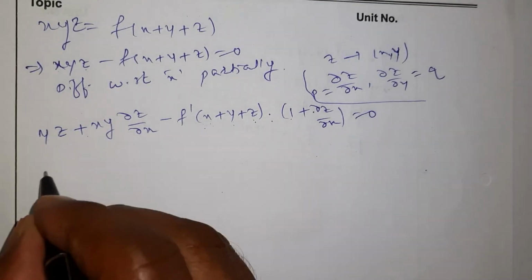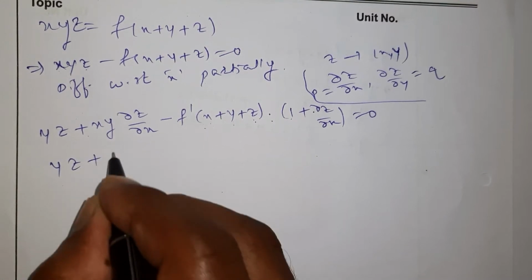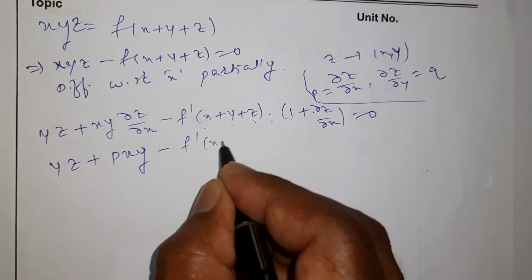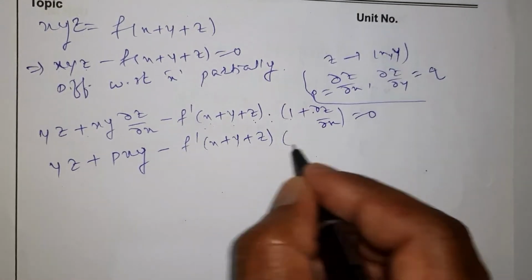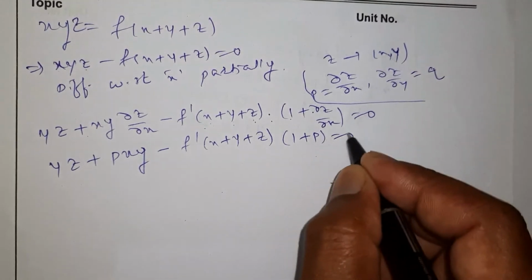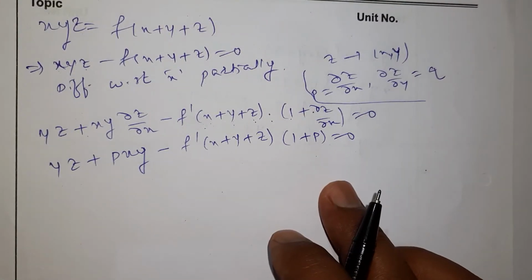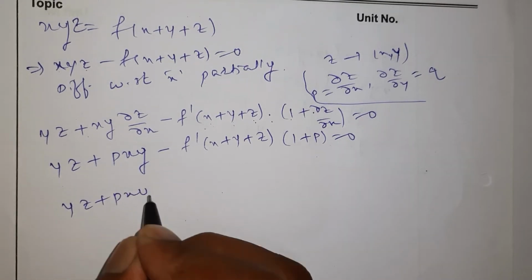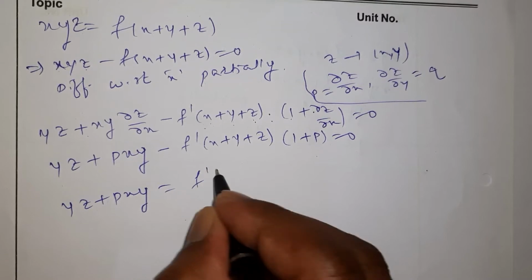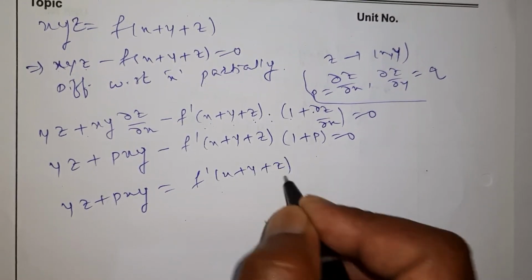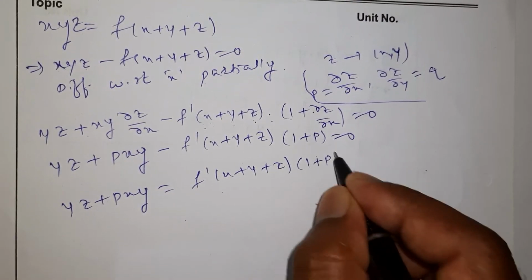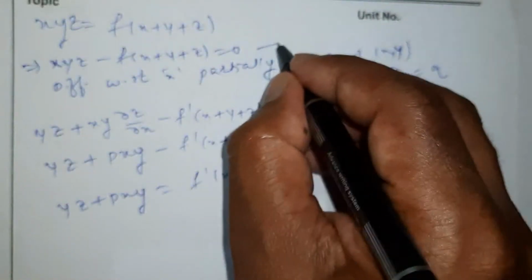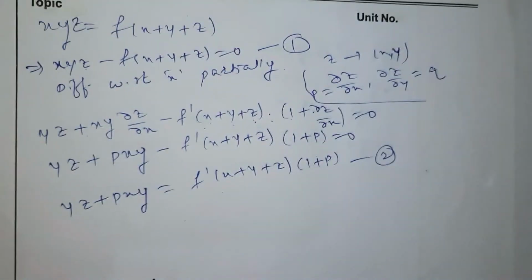So I get here yz plus pxy minus f dash of x plus y plus z into 1 plus p is equal to 0. Understood this step? You may write yz plus pxy is equal to f dash of x plus y plus z into 1 plus p. I just transferred this term to the RHS. This is my second equation. The given equation, equal to 0, is my first equation.